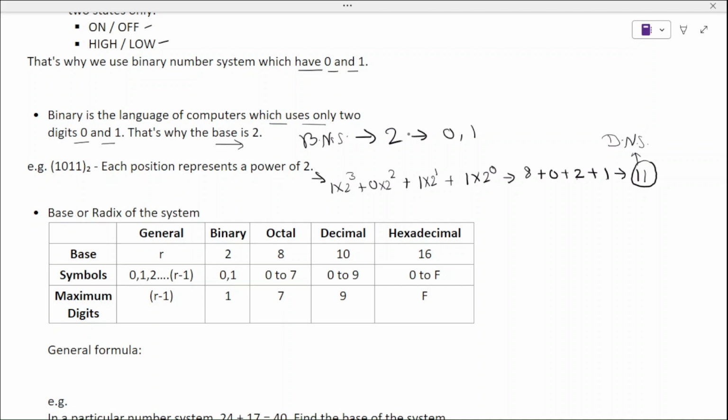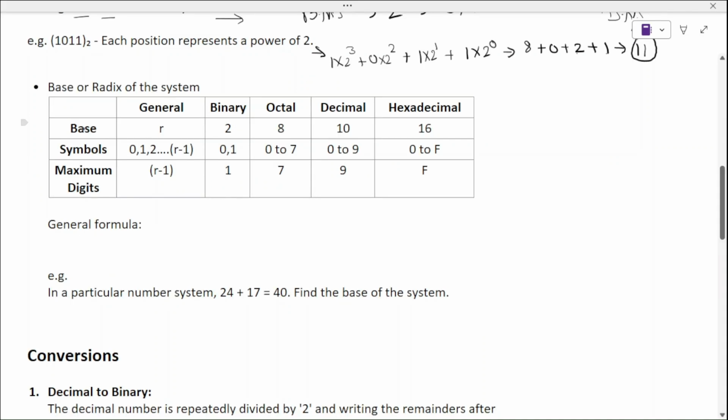Okay. Generally how we represent is, let's suppose the base is R. Symbols are 0, 1, 2 up to R minus 1. Suppose in binary number system, 0 to R minus 1, R means 2. In binary number system the base is 2, so R equals 2. So R minus 1, 2 minus 1 is 1. So the digits are 0 and 1. Similarly for octal, R minus 1, in octal the base is 8. So 8 minus 1 is 7. So 0 to 7. Similarly for decimal, 0 to 9. And for hexadecimal, 0 to F.